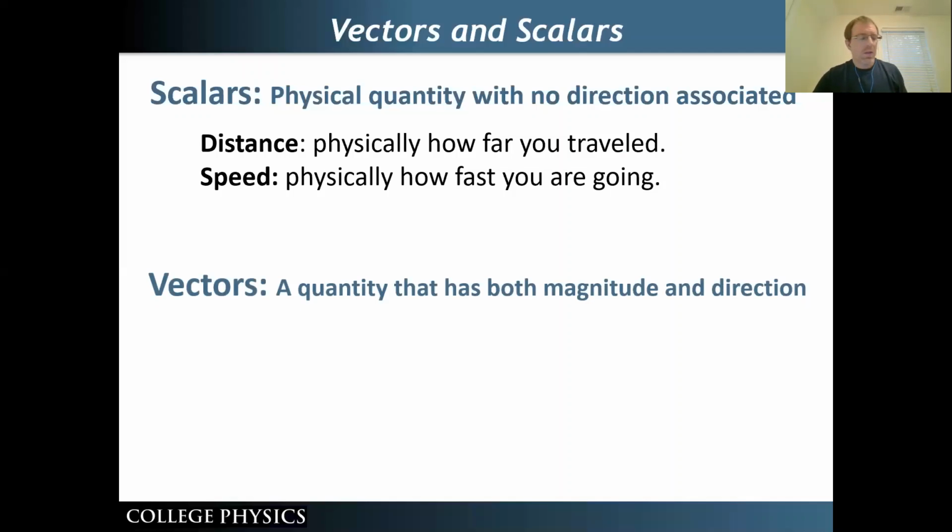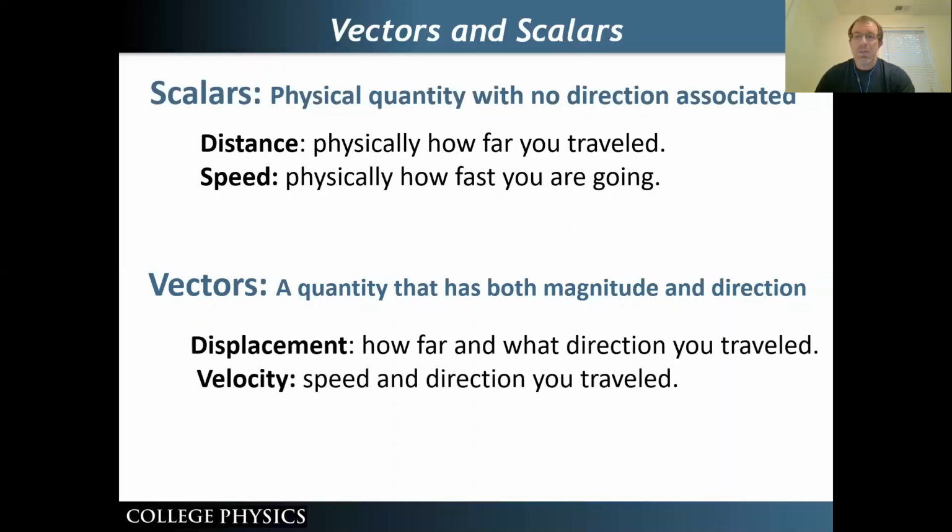Vectors, on the other hand, have both size and direction. And you see that word magnitude there on the screen. Magnitude is honestly just a fancy word for size. So when we ask for the magnitude of a vector, we're asking for the size of a vector. Examples of vectors are things like displacement, which is basically the distance from your starting point to your ending point, as well as the direction between your starting point and ending point in a straight line.